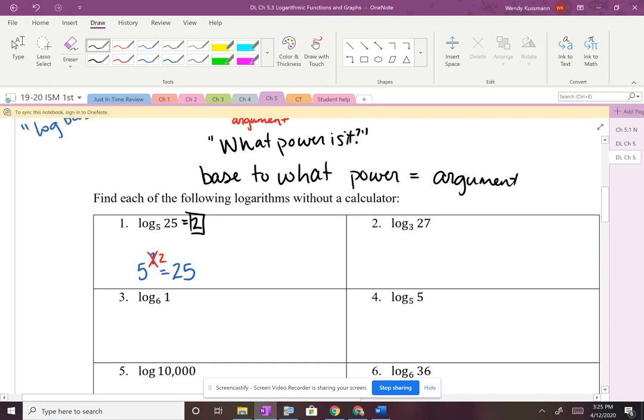Remember, logarithm just means what power is it? So let's look at example 2 here. This says, what power is it that you raise the base 3 to give me 27? Well, 3 squared is 9, so that's not it. 3 times 3 times 3. Well, 3 times 3 is 9, times 3 is 27. So 3 to the third power is 27. That's our answer. So log base 3 of 27 is 3.